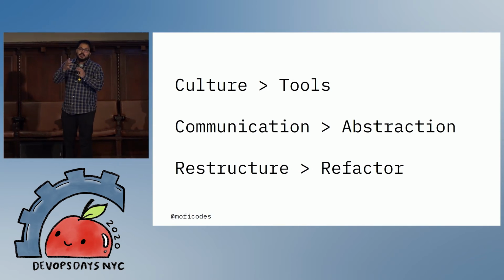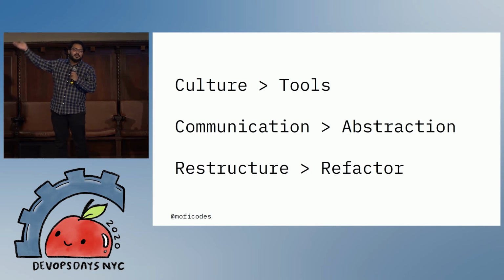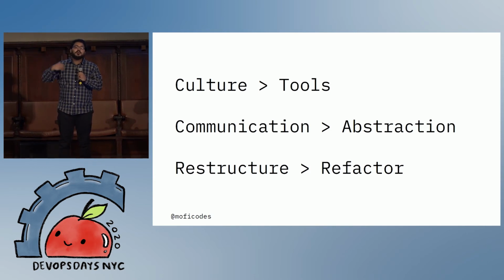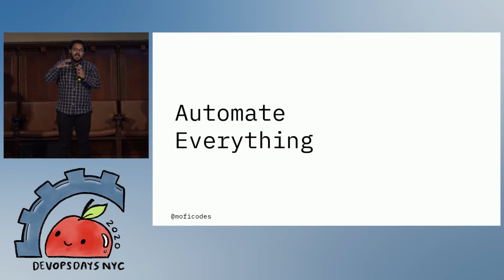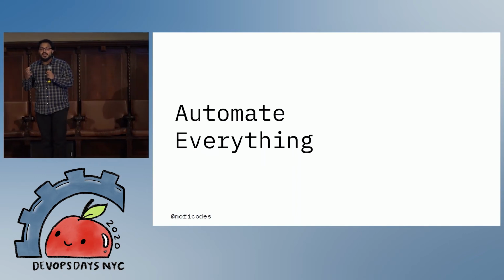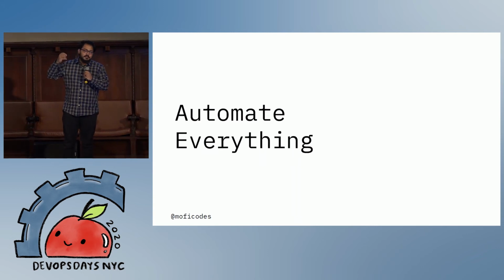And restructuring your company and your application is going to be much more useful than just refactoring your code from a monolith to microservices or the other way around, or from microservices to serverless, because you can always keep refactoring. But understanding how teams work together is much more important. So here's some advice. Automate everything. Anything that can be automated should be automated, and we have great tools for automating things we already have, like virtual machines. Everything can be automated now.